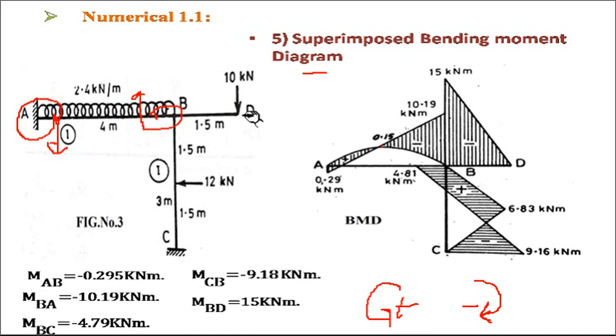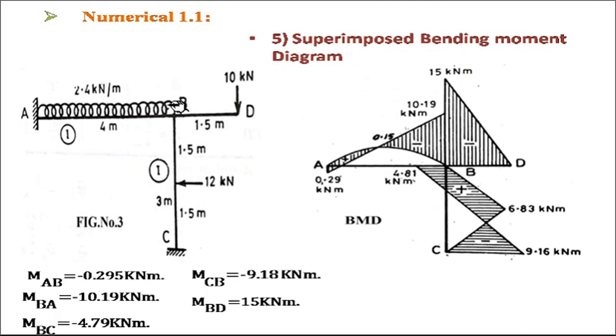Now for portion BD. The moment in member BD is plus 15 kilonewton meter. As it is plus, I keep the pen in member BD and rotate the joint B in anticlockwise direction, and it should cut the member BD once. That means this moment of 15 kilonewton meter is acting upward on this BD line. Now the next step, I will clean this.